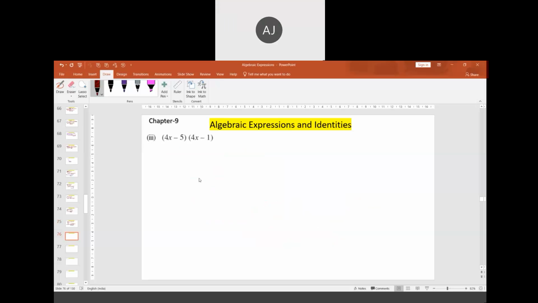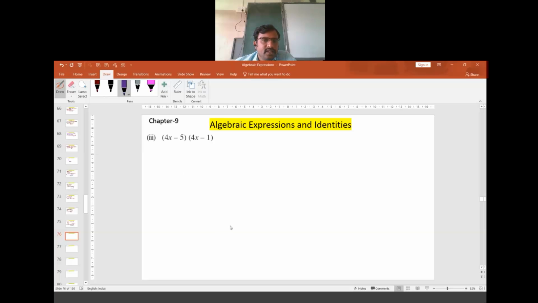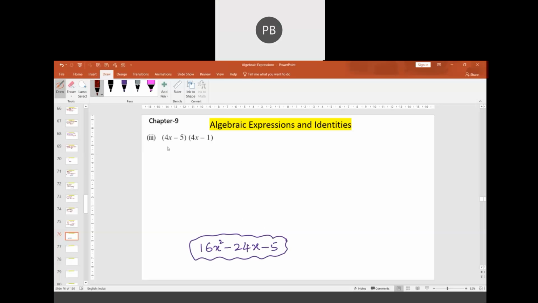Now I'll give a little time. Can you just solve and tell the final expression? Here a and b will be in minus, so ab will be a plus term and 24x will be minus. You solve. Just tell the final result. We will cross check it. 16x square minus 24x minus 5. I think the answer is wrong. We shall check it. 16x square minus 24x plus 5.